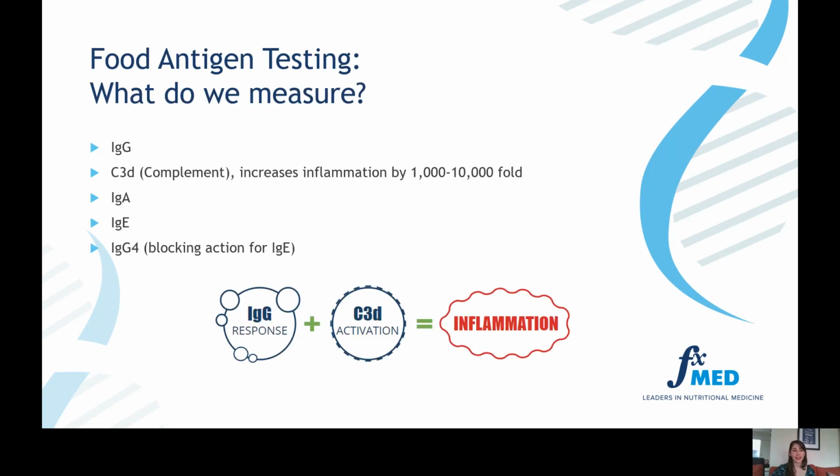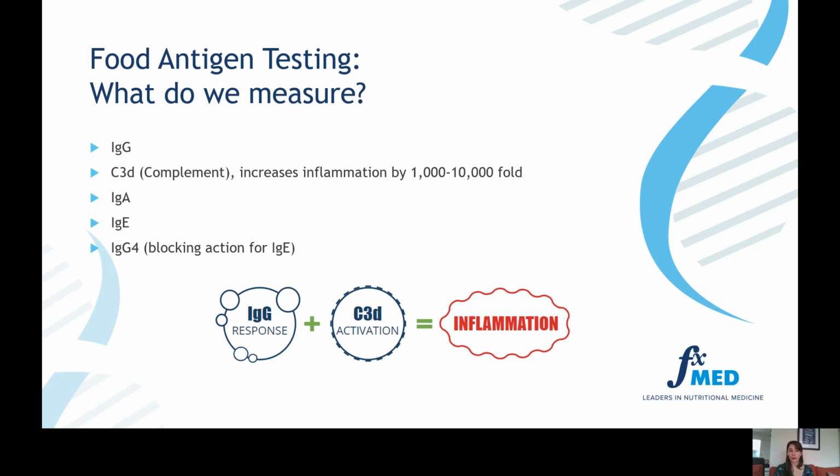So moving forward, food antigen testing, what are we measuring? IgG, the most common food reaction, is measured. And we also know that when IgG is present, sometimes something called C3d, or complement, is also produced. So the body also begins what's called the complement cascade. The body has an IgG reaction and also a complement reaction. Not all the time, but this can happen.